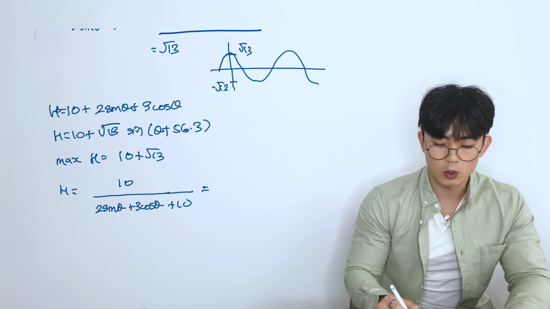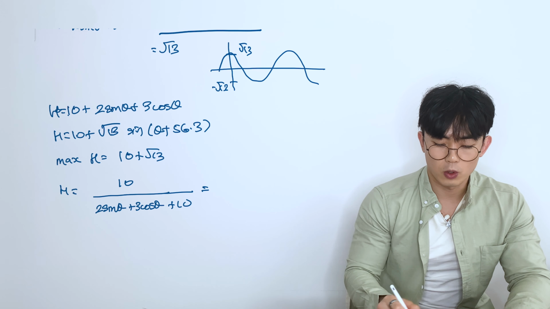So just be careful with what the h or the variable or the equation is equal to. Another one, it might be like when h is, for example, something similar: 10 over 2 sine theta plus 3 cos theta, squared, plus 10. And then they'll ask once again, what's the maximum h?